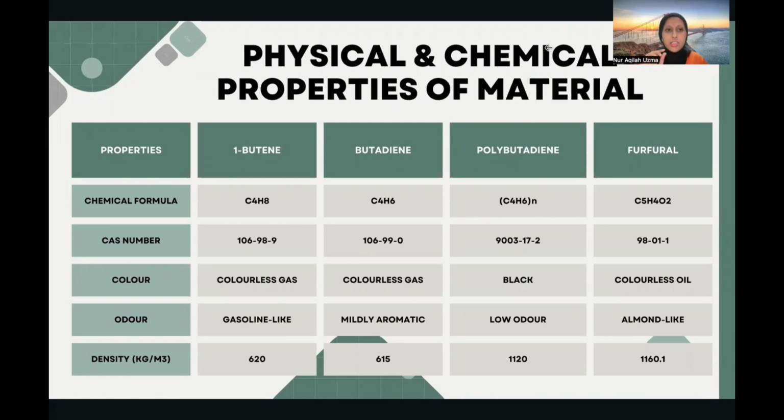For butadiene, it has the chemical formula C4H6, a colorless gas with a mildly aromatic odor, and a density of 615 kg per meter cube. Polybutadiene has the chemical formula (C4H6)n, its color is black with low odor, and a density of 1,120 kg per meter cube. Lastly, we have furfural, which has the chemical formula C5H4O2, a colorless oil with an almond-like odor, and a density of 1,160.1 kg per meter cube.